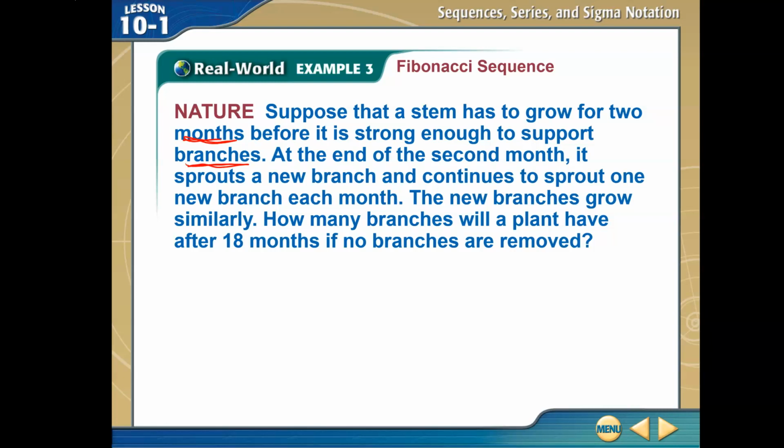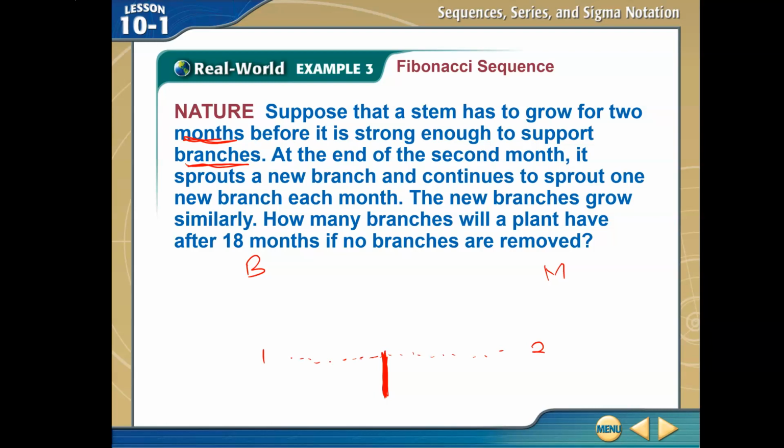Now I will try to sketch it so you can observe and understand how the Fibonacci sequence works. They are saying suppose that a stem has to grow for 2 months, right? So let's say here is the plant, and this is the stem of the plant, and it's growing this much in 2 months. Okay, so it's growing for 2 months. So I'm writing months here, months 2, okay? And here I will think about there are branches, so one branch, okay?